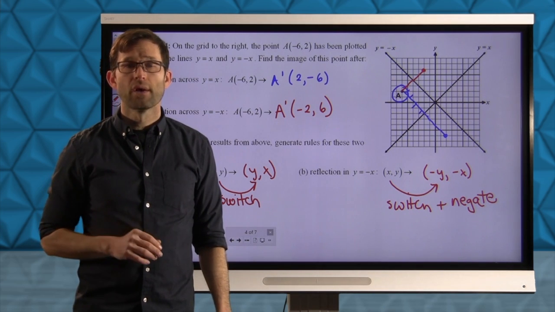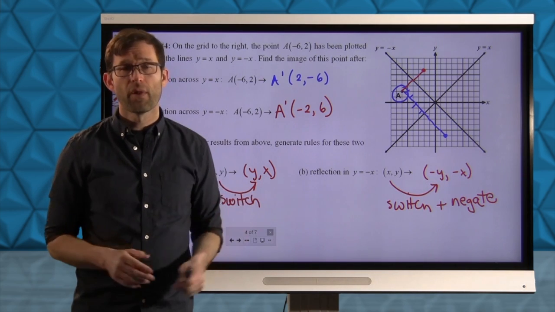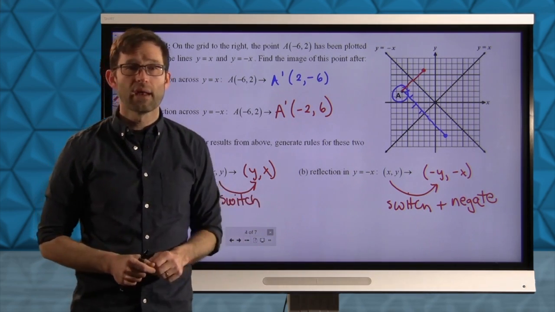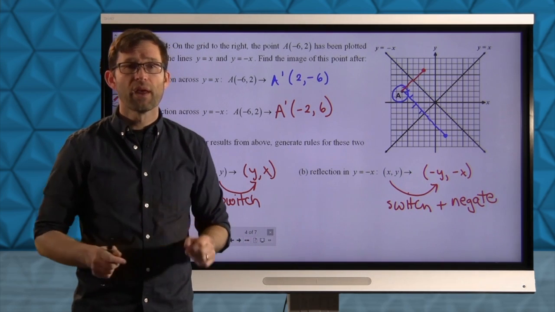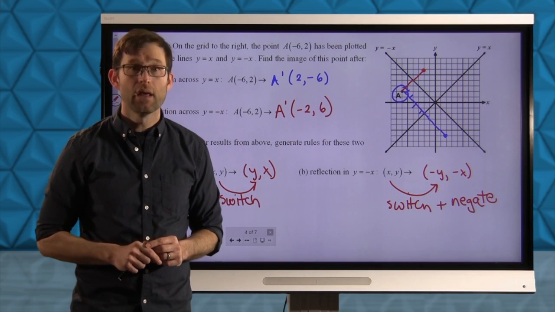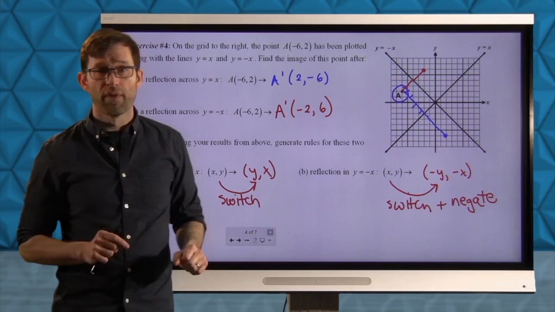So when we reflect across the line y equals x, if I don't have a piece of graph paper, I'm just going to say, oh, we just flip-flop the x and y coordinates. And when we reflect across the line y equals -x, I'm going to say, oh, we flip-flop the x and y coordinates, and then we negate, or we change the sign, right? That's what negating really is. We change the sign on both of them.